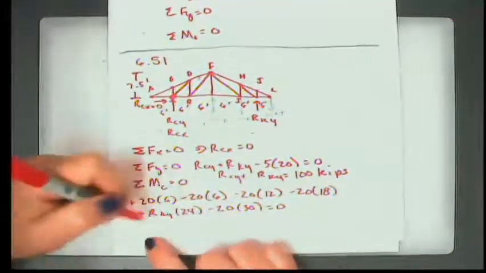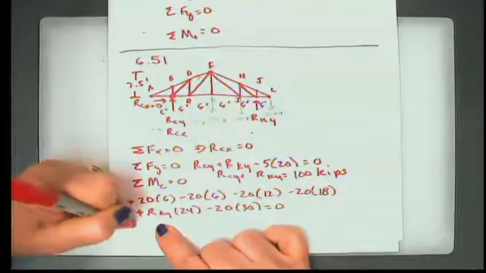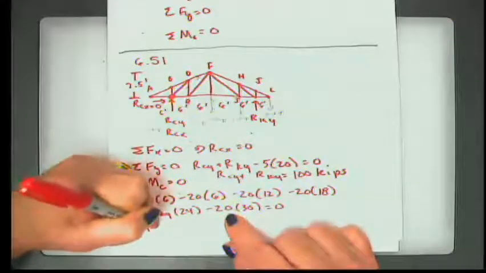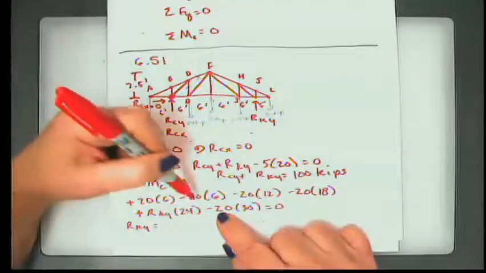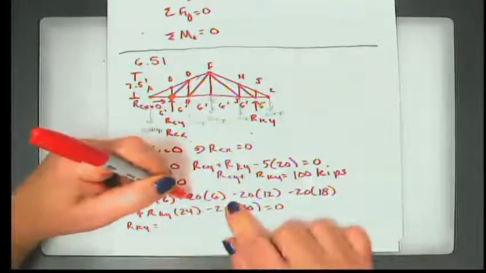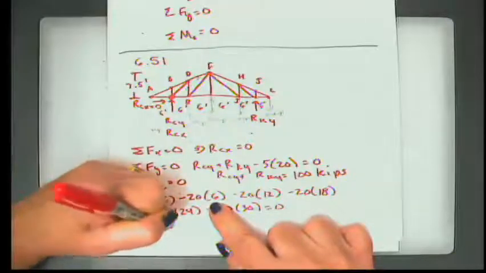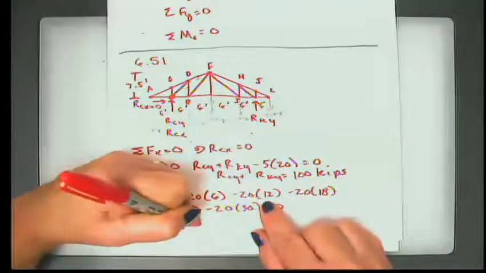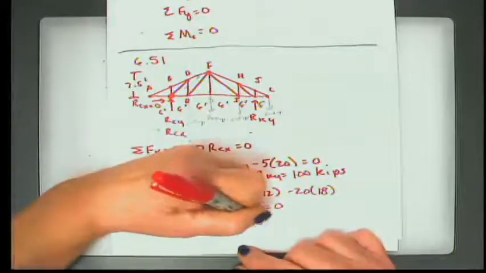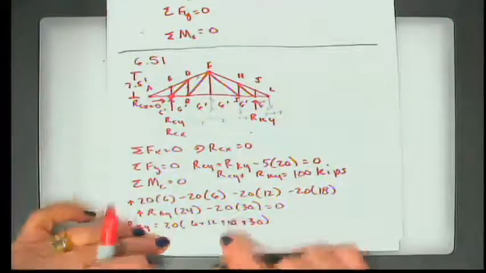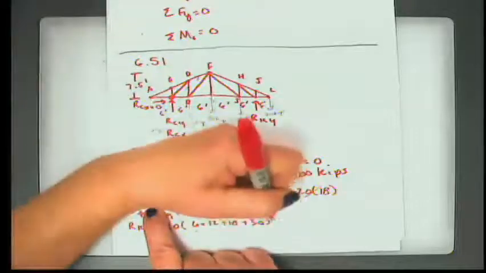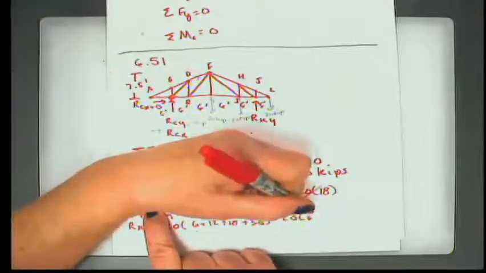So you can see from this equation, I can solve immediately for R sub K in the y direction. R sub K in the y direction is equal to, I'm going to take the ones that are negative over here, so they will be positive on the right-hand side. So I can factor the 20 out and say 20 times 6 plus 12 plus 18 plus 30, right? Because 20 times 6, 20 times 12, 20 times 18, 20 times 30, and then I have to subtract this one off, minus 20 times 6.